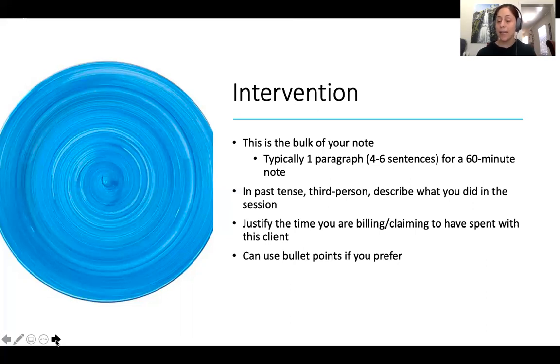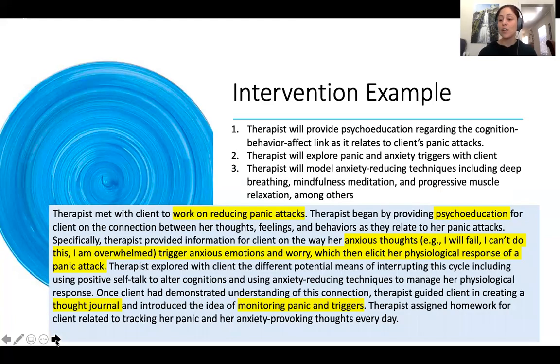You can write it in narrative format or in bullet point format, if you prefer, so long as your agency allows that. It should directly address the goal for the session and utilize interventions described in the treatment plan, making everything consistent. So here's an example. Recall that these were the 3 things I wrote in the clinician's role in my treatment plan, listed here: providing psychoeducation, exploring panic and anxiety triggers, and modeling anxiety-reducing techniques.